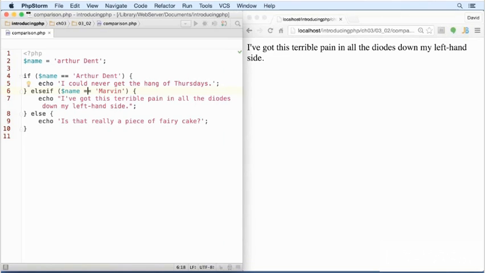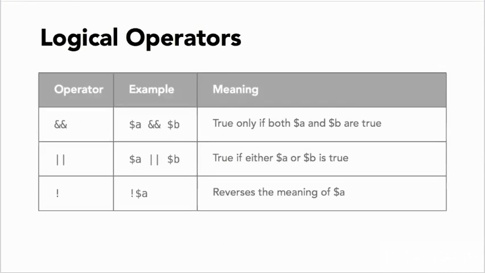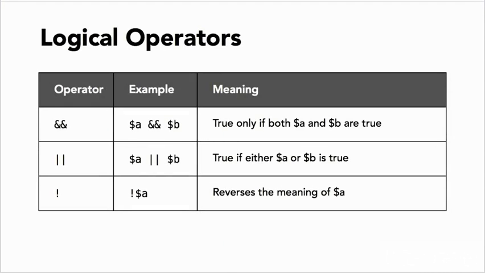So far, we've tested only one condition in each block, but very often you need to test more than one, and you do that with logical operators. The three most important logical operators are listed here. The first two are used for multiple conditions. When placed between two conditions, two ampersands means AND. Both conditions need to be true. Two vertical pipes mean OR. Only one of them needs to be true.